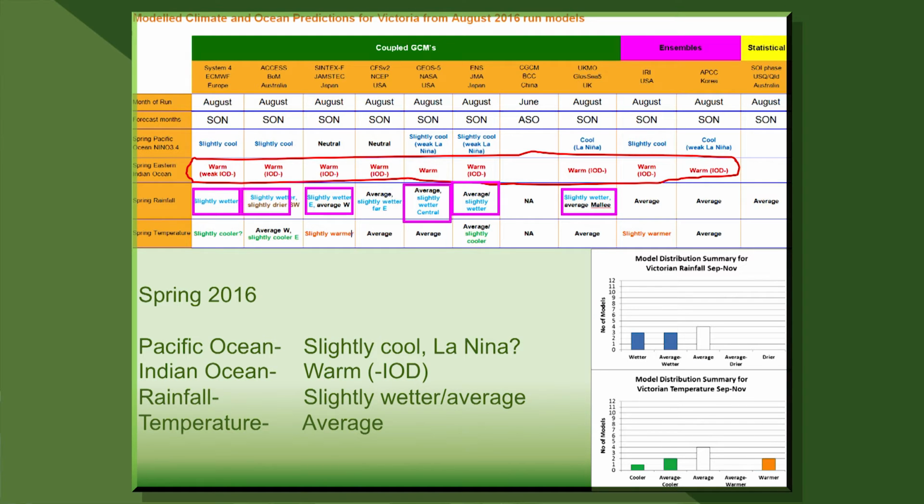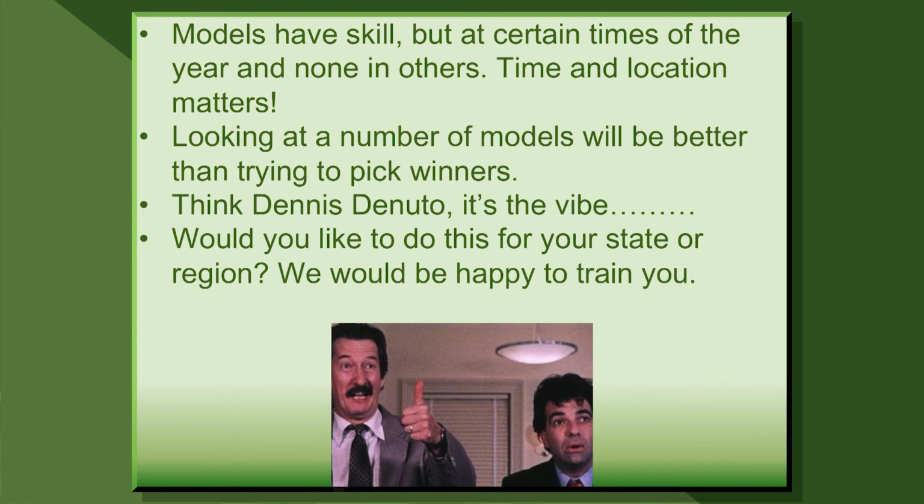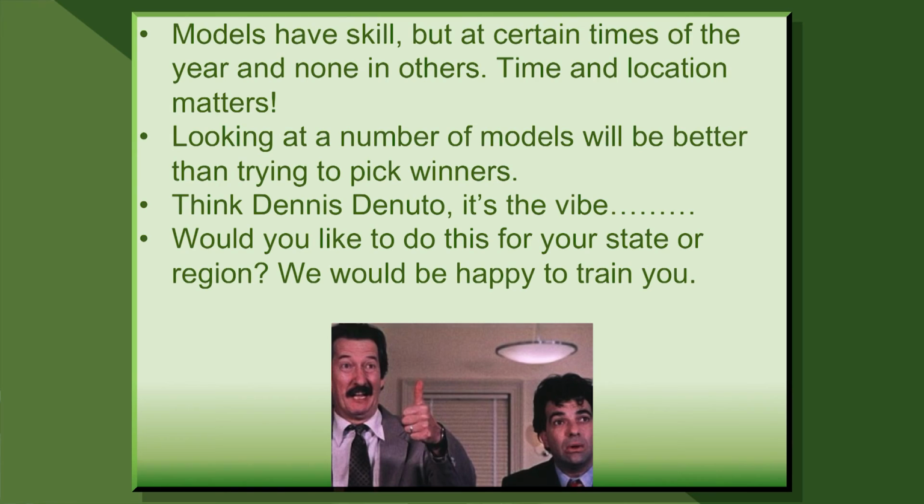Match that up for 2016, a completely different season, a chance of a La Nina perhaps, but every model's saying negative IOD. Half the models once again going wetter for spring, half on average, and as we know, it turned out to be quite wet. So consensus, we think, is much better than just picking one model and hoping it's right. The models have skill, but you need to know what time of the year to be looking at them. It's a bit like Kenny Rogers, you know when to hold them and when to fold them. They have poor skill at some times and not in others, and location does matter.